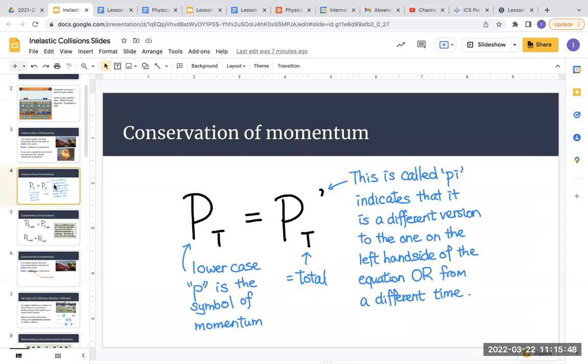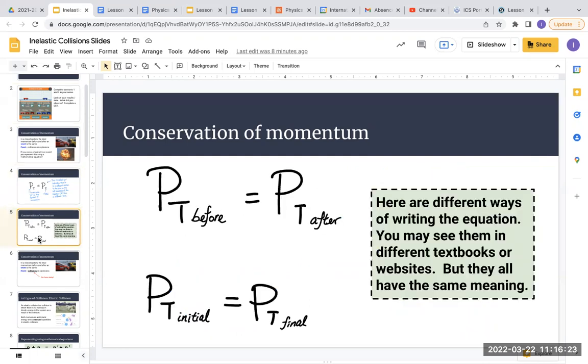The P is a lowercase p and represents momentum. And then there's a little subscript T, which stands for total. So momentum total and momentum total prime. There is a little apostrophe thingy, but we call this prime in physics. And it's an indication that it is a different version to the one on the other side of the equation, for example, from a different time, before or after an event.